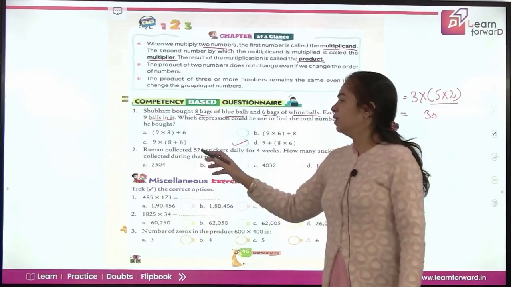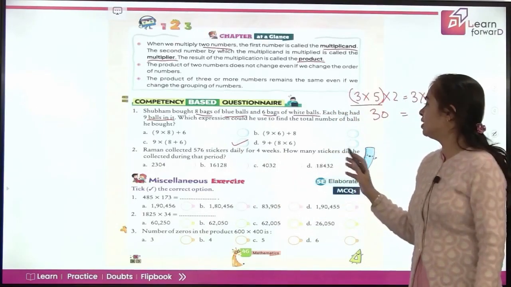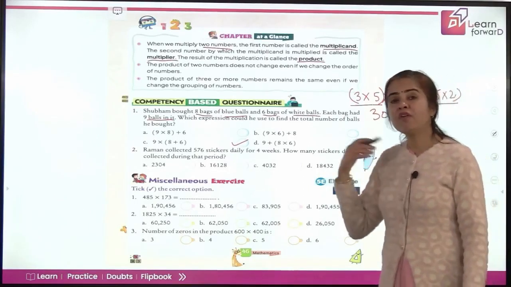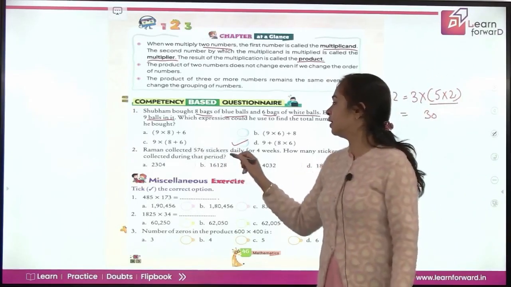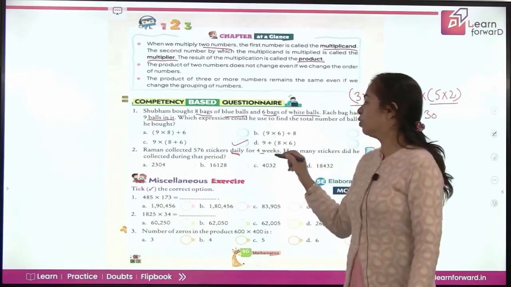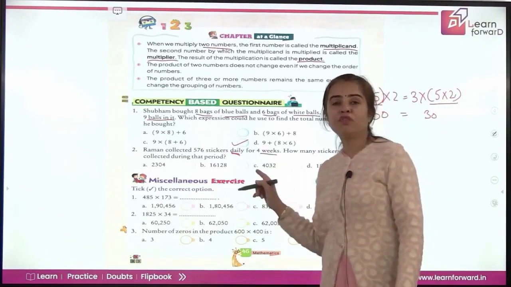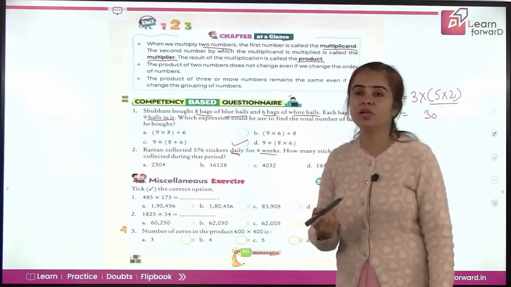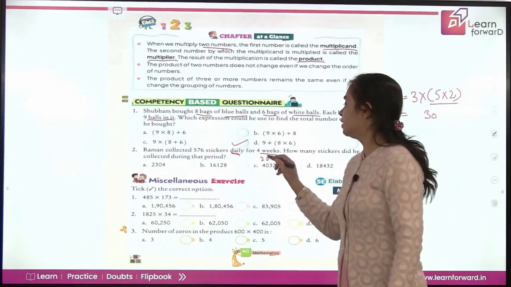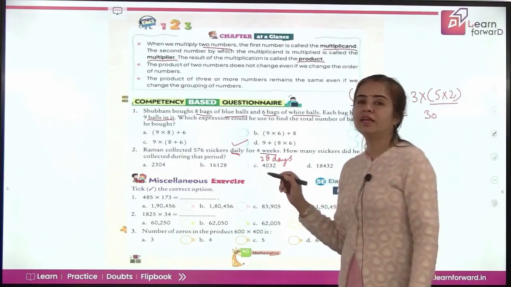Raman collected 576 stickers daily for 4 weeks. How many stickers did he collect during that period? Every day he has collected. Daily means in one day. And they are talking about 4 weeks. Yes, good children. So for weeks, first you will be converting into days. So how many days in 4 weeks? 28 days. Now to find the total number of stickers collected, what will you do?